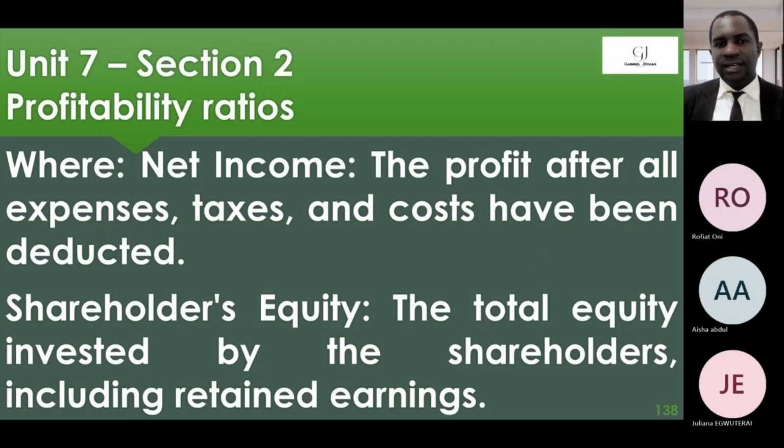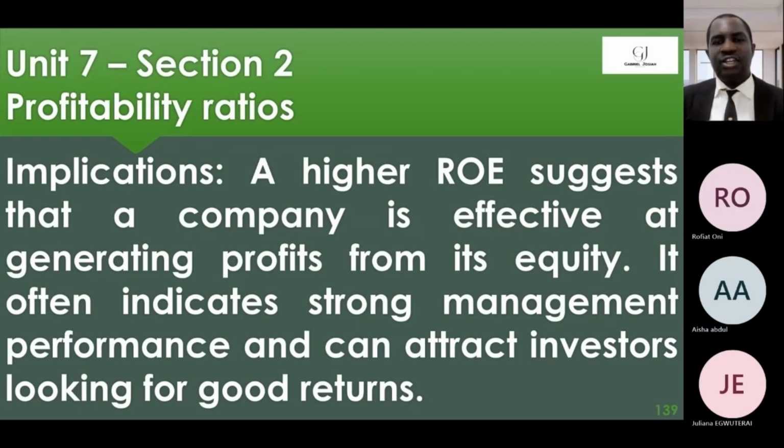Now we have the net income as the profit after all expenses. Net income is your profit after tax, after all expenses, taxes, costs have been deducted. While shareholders' equity includes equity invested by shareholders, including retained earnings. So what are the implications? A company is effectively generating profit from its equity. It indicates strong management performance and it can attract investors looking for good returns. Yeah, so investors, ordinarily not debt providers, will also always like a company that makes profit from its organic income.